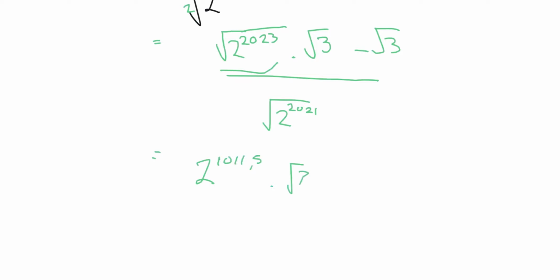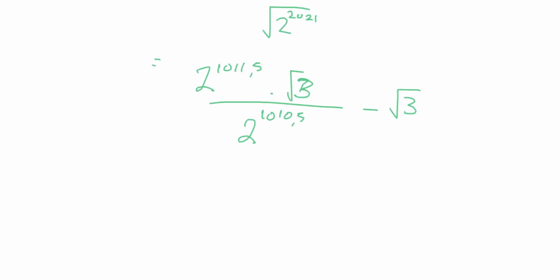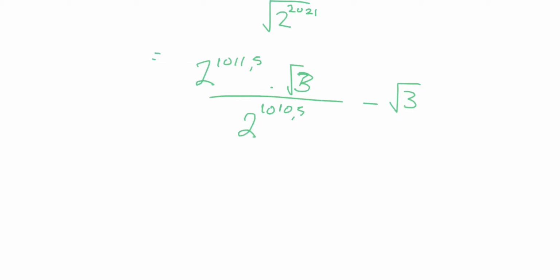Multiplied by root 3, remember this is the first portion that we have of our question, divided by 2 to the power of 1010.5, subtract root 3. Now, what can we do from here? Punch this into your calculator. Remember, you are dividing powers of the same base, so you can subtract the exponents.